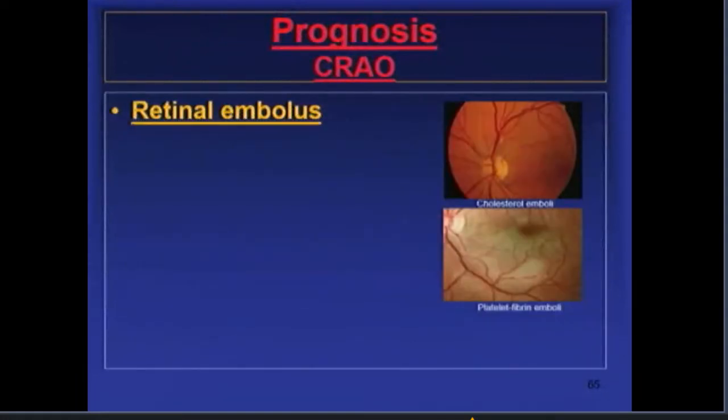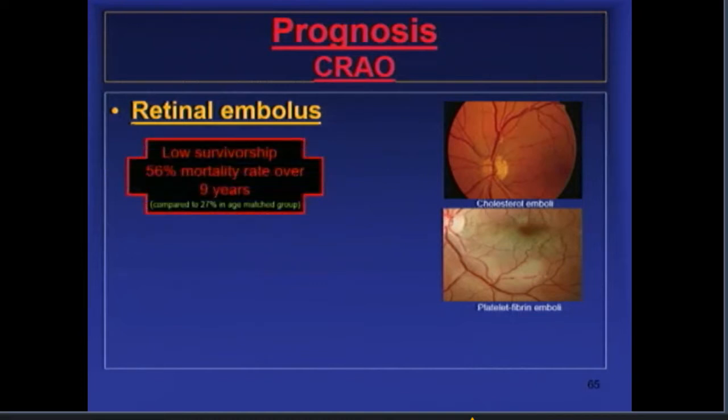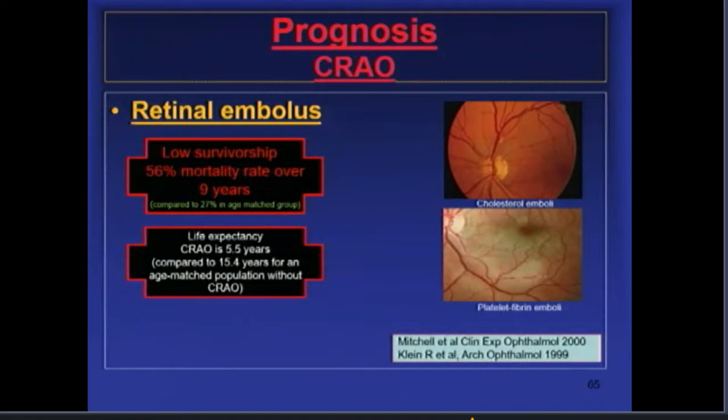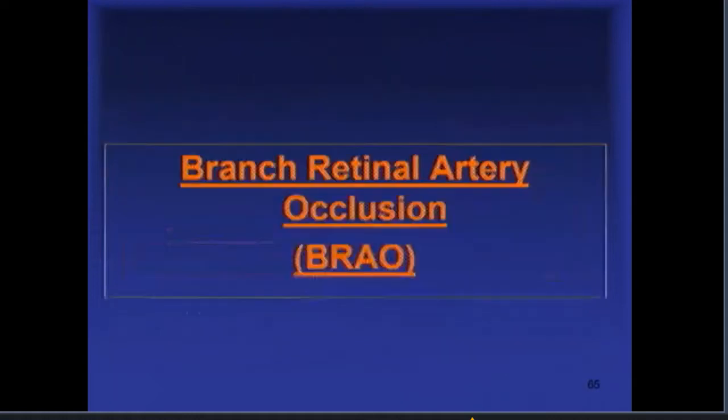If you look at retinal emboli, we have low survivorship, a 56% mortality rate over 9 years, as compared to 27% of the age-matched group. So it is really an index factor for low survival. And life expectancy in patients with central retinal artery occlusion is 5.5 years compared with the age-matched group, which is 15.4. So really this patient is at risk of low life expectancy.